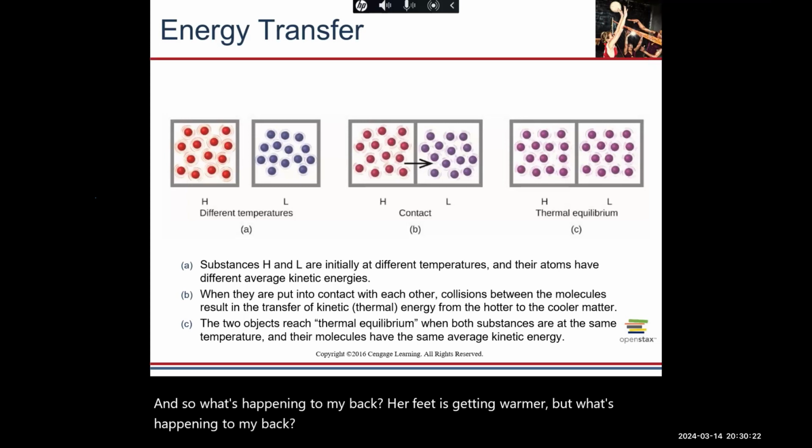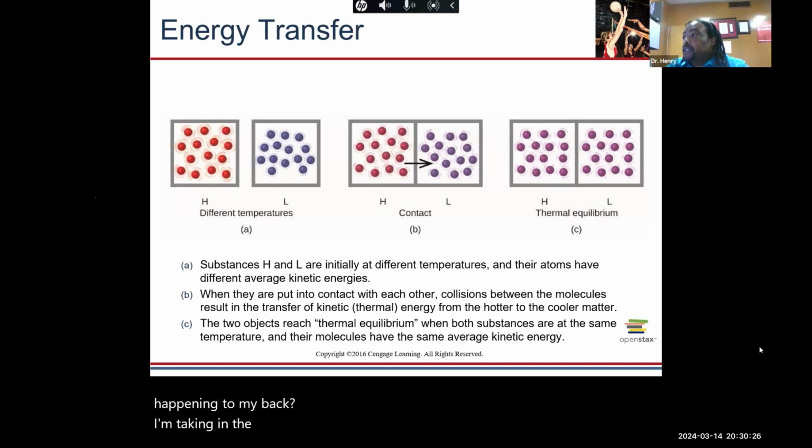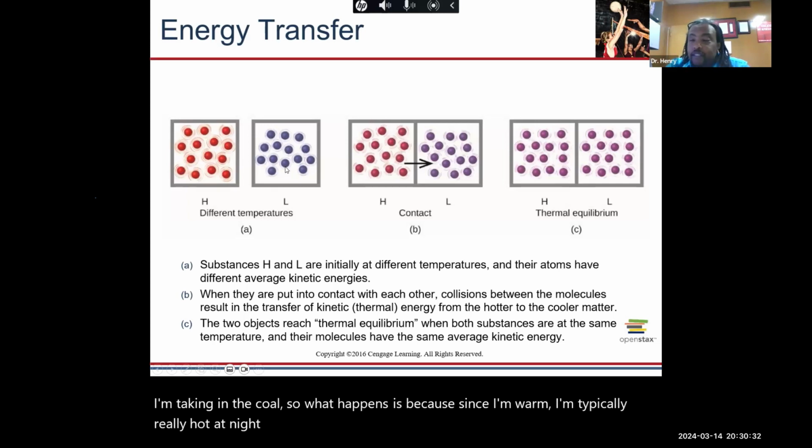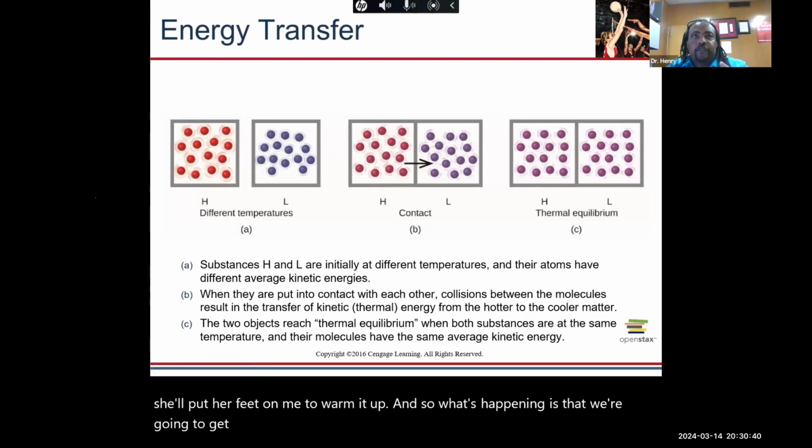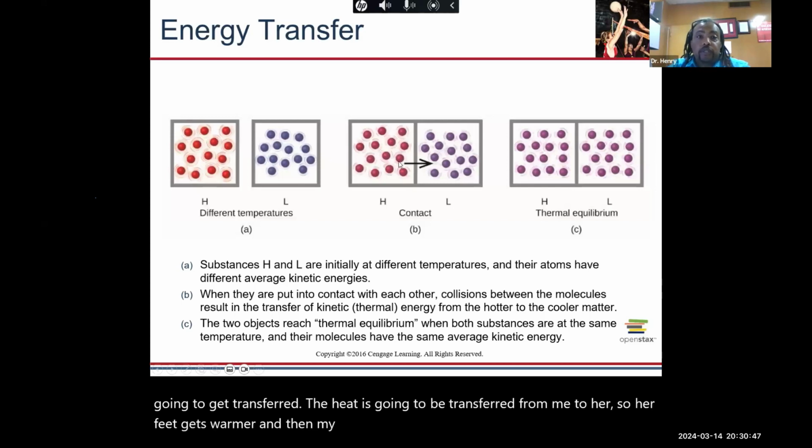You're taking in the cold. I'm taking in the cold. So what happens is, since I'm warm, I'm typically really hot at night, and she's really cold at night. So then what she'll end up doing, she'll put her feet on me to warm them up. And so the heat is going to be transferred from me to her. So her feet get warmer, and then my back gets colder.